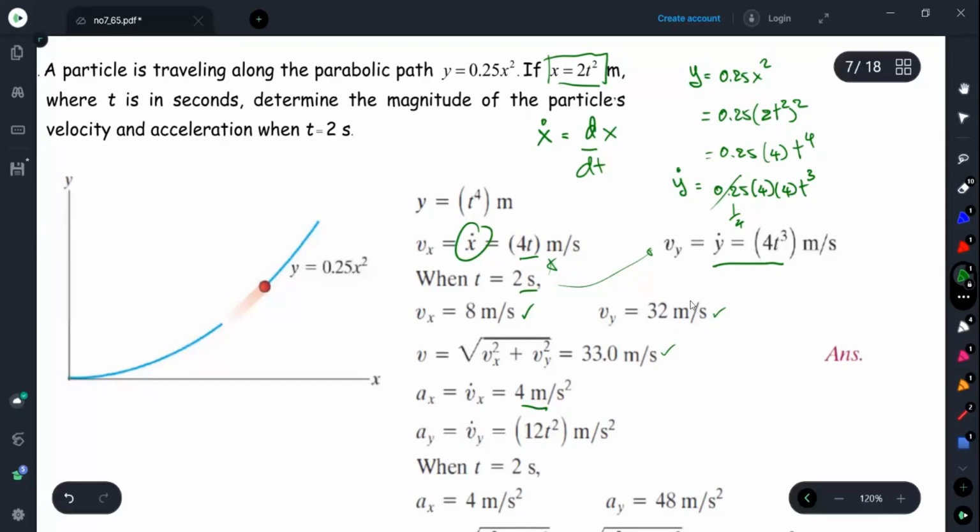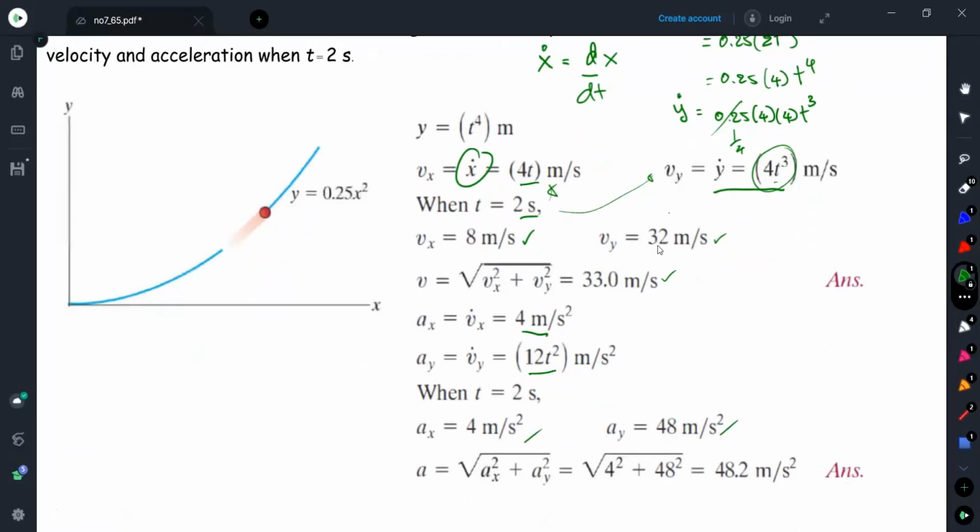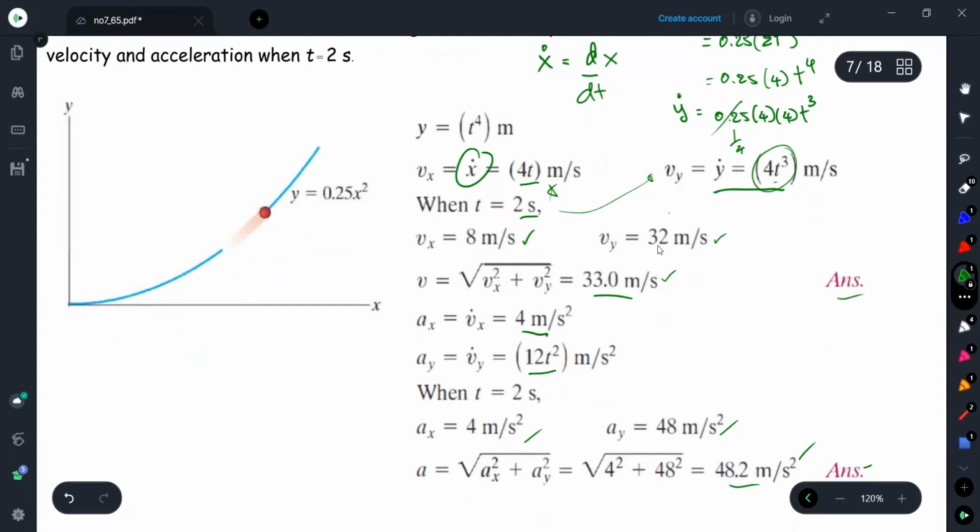For ay, that is the first derivative of the velocity in the y direction. In the y direction, we have y dot becomes 4t cubed. Then we take the first derivative again, and we have this term. When time equals 2 seconds, we obtain ax and ay here, and then we can determine the total acceleration and total velocity, and that completes this problem.